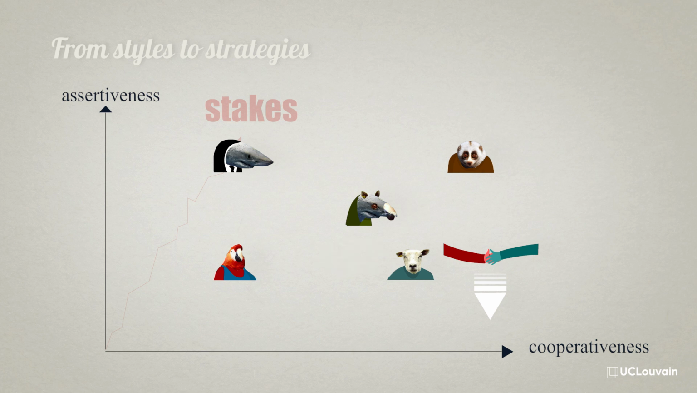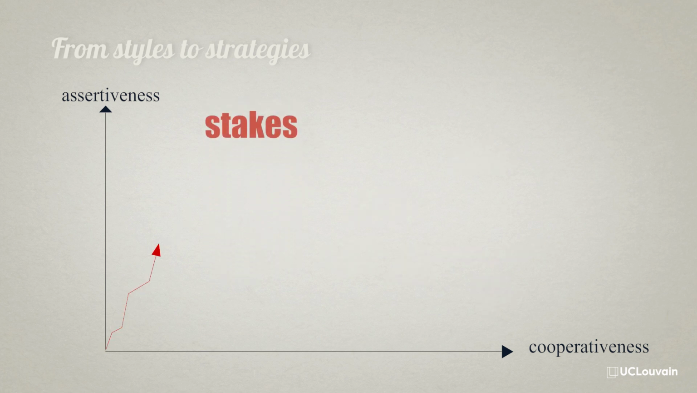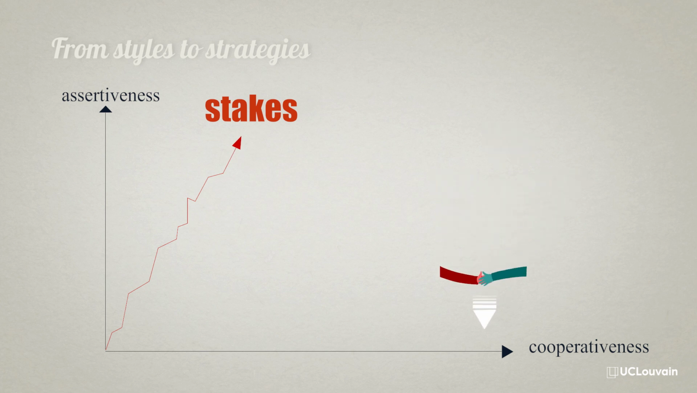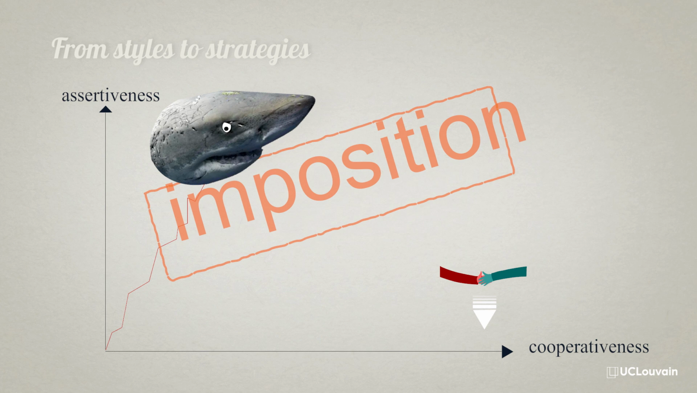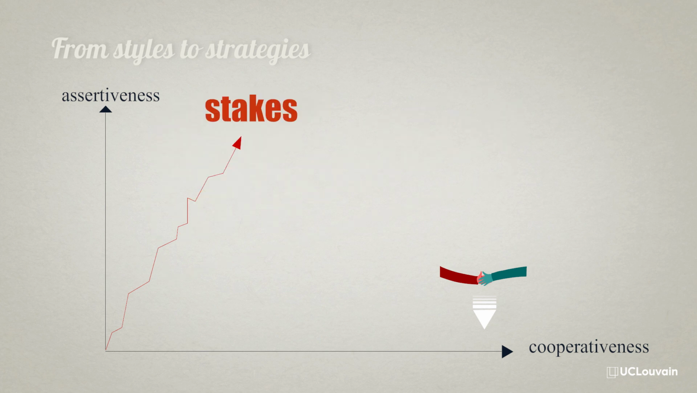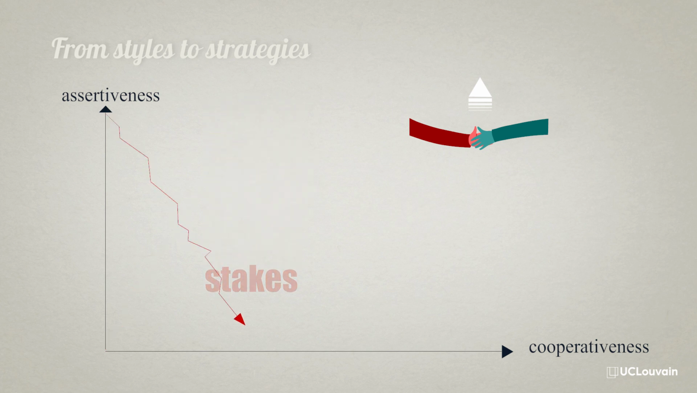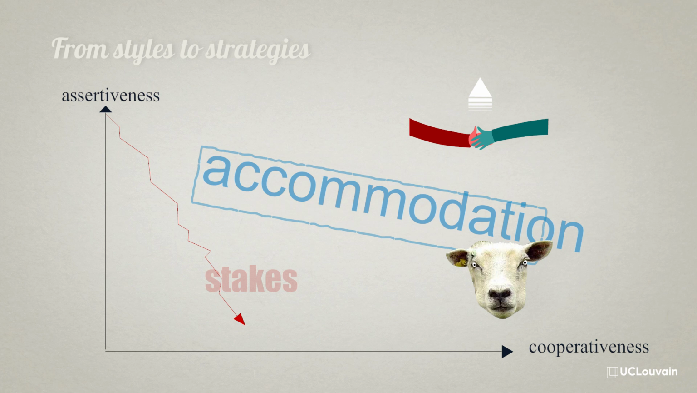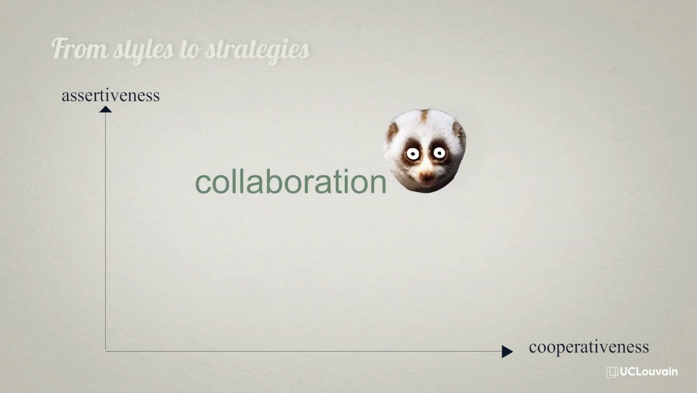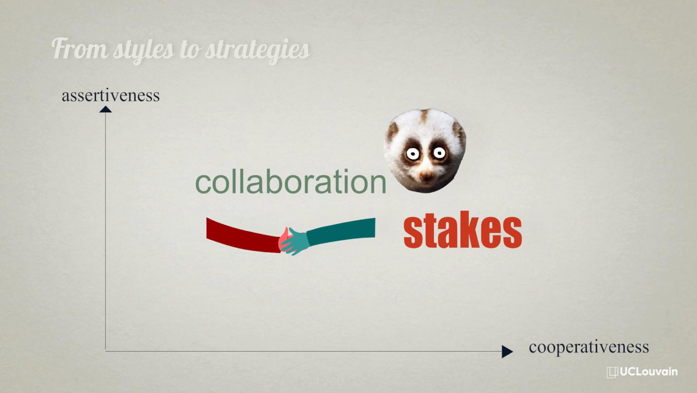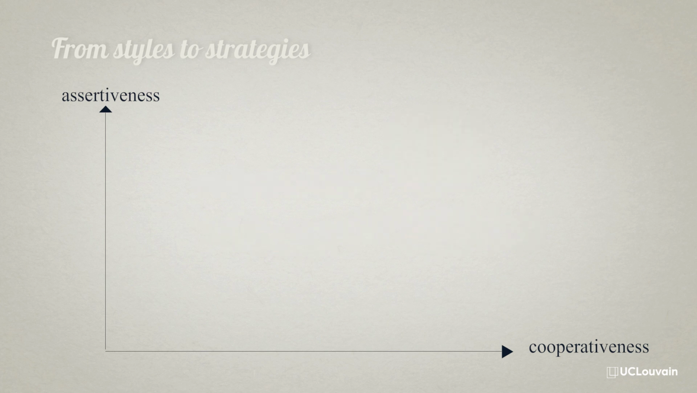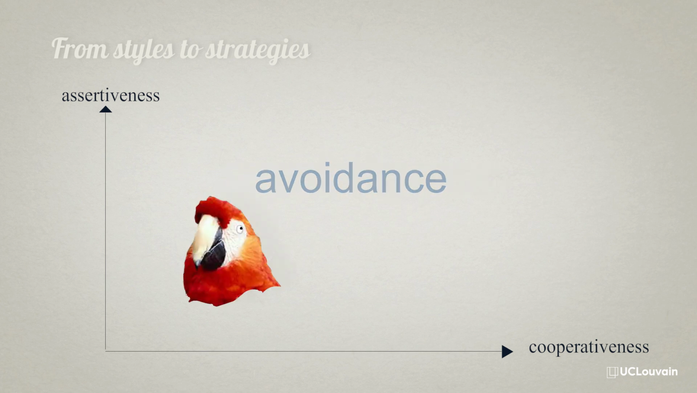In concrete terms, this means that when the stakes are high and the relationship much less so, we use imposition or forcing. When the opposite is the case and the relationship is fundamental, while the stakes are insignificant, accommodation is preferred. Collaboration will be appropriate in discussions that involve fundamental issues and a relationship that is just as fundamental. Finally, if neither the stakes nor the relationship are important, avoidance will be applied.